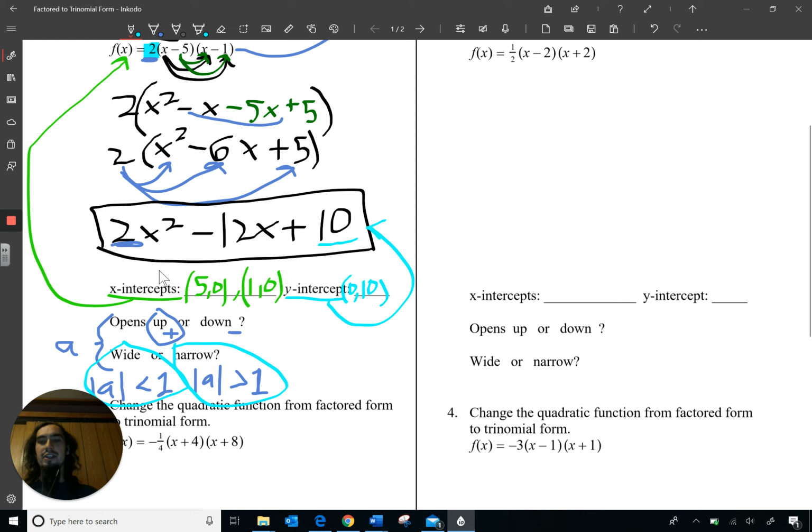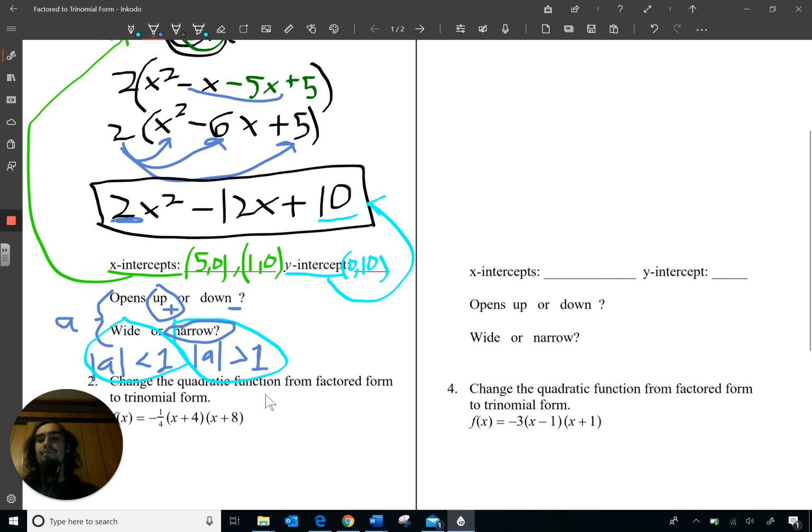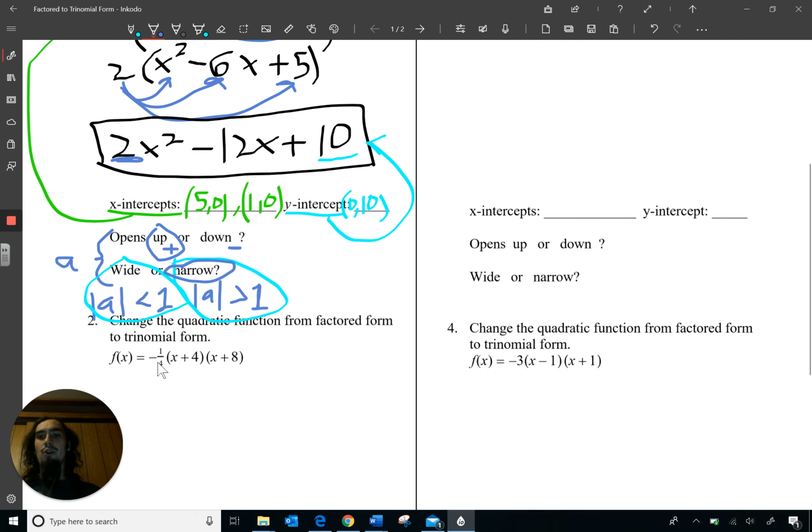So let's take a look at what we have. We have 2. Is 2 less than 1 or is 2 greater than 1? Well, 2 is greater than 1, so our answer is narrow. So narrow is our answer. So we know it opens up, and we know that it's narrow because A is positive and greater than 1. Okay. Well, what about this example here?